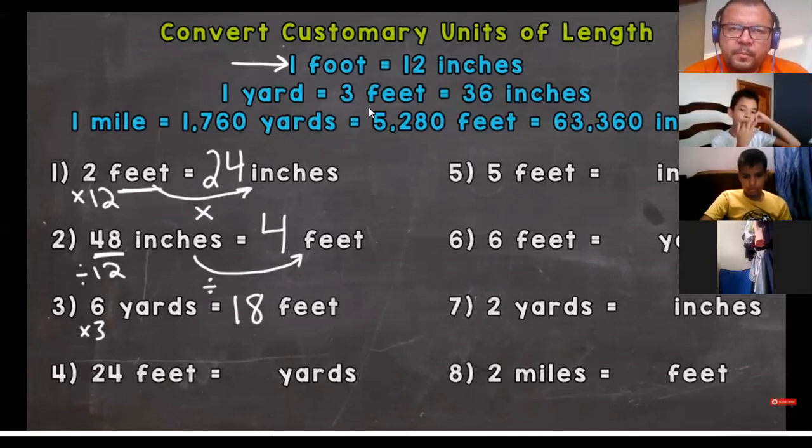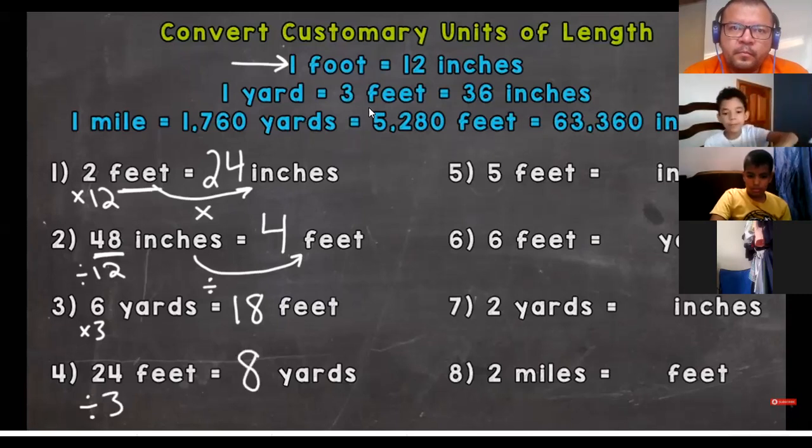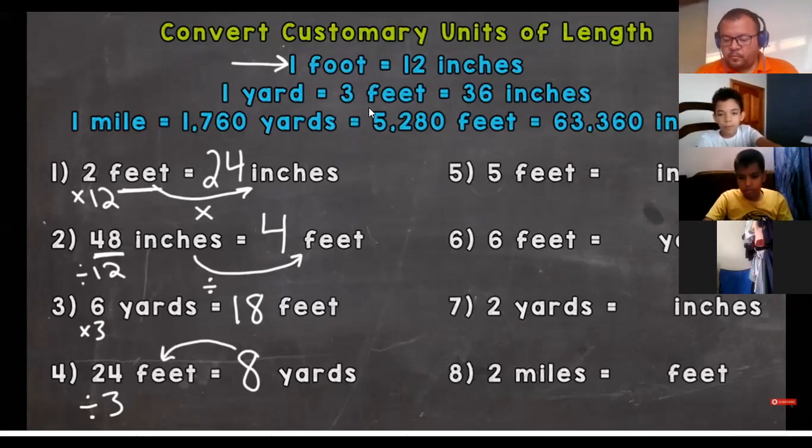Number 4, 24 feet equals how many yards? So now we're starting with feet and going to yards. So we need to split that 24 feet into groups of 3, or we can think of it as dividing it by 3. And 24 divided by 3 is 8. And you can always double check yourself by going back to feet. Let's see if 8 yards is 24 feet. Well, 8 times 3 does give me 24 because each one of those yards is 3 feet. So I can do 8 times 3, and again, it gives me that 24.